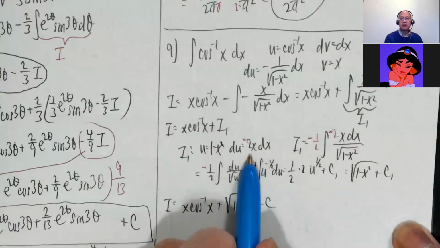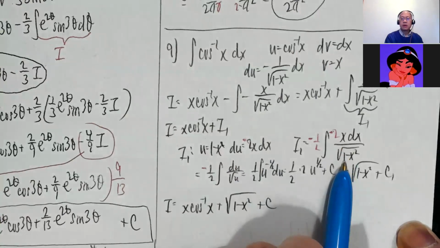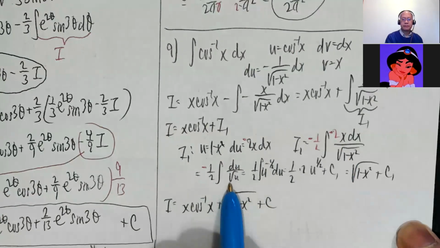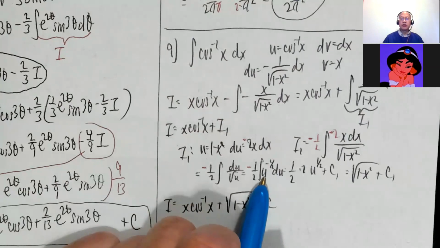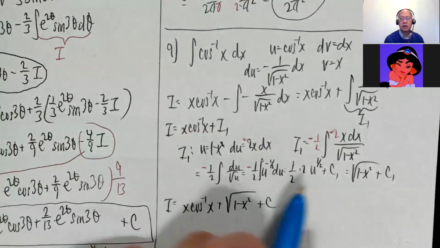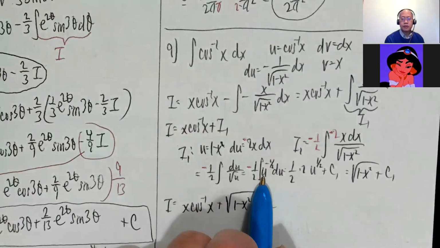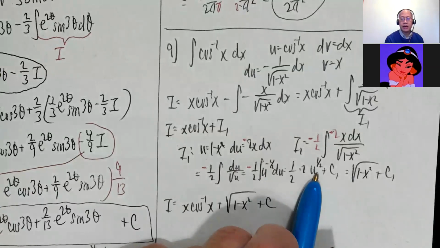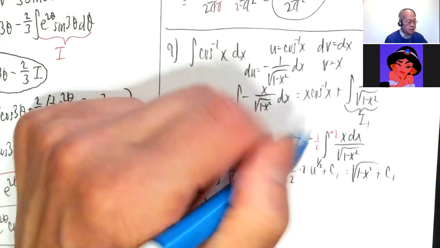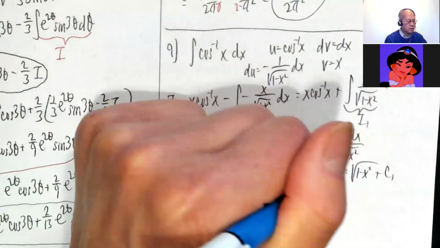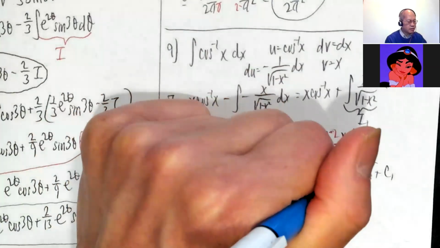That's my du over radical 1 minus x squared, which is radical u. So du over radical u becomes u to the negative half. So integral of u to the negative half is u to the positive half, divided by half means multiplied by 2. And there should still be a negative here, which means there should be a negative here.